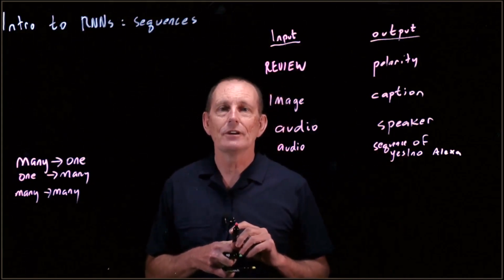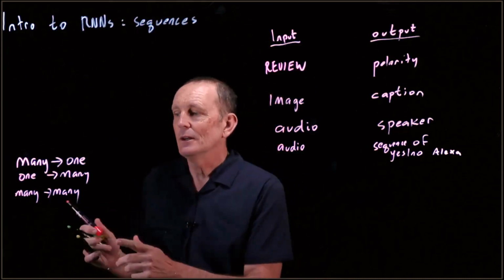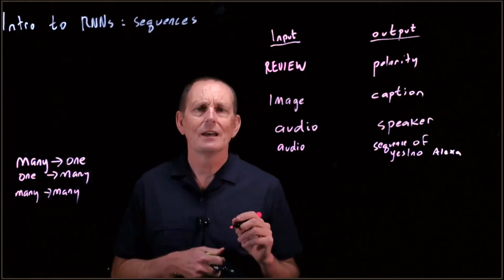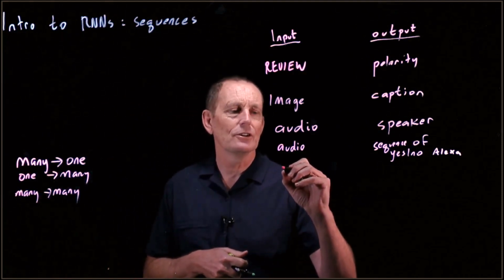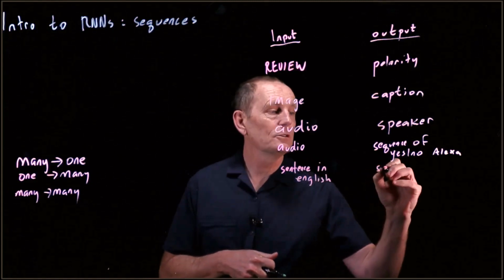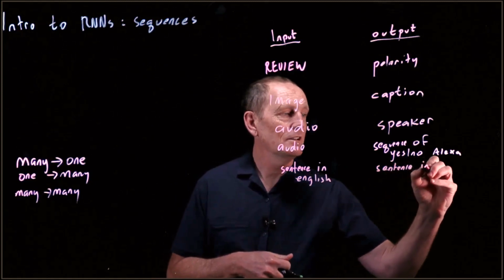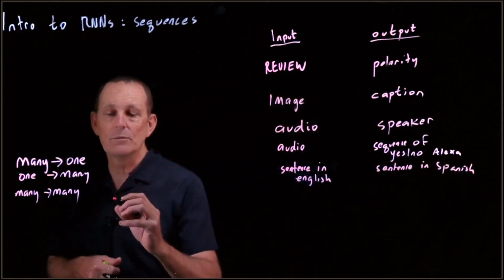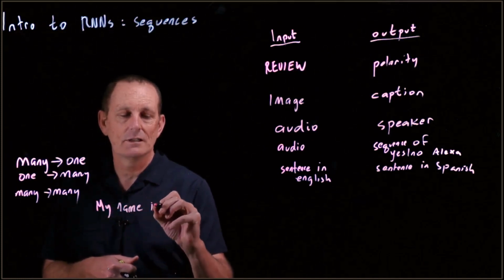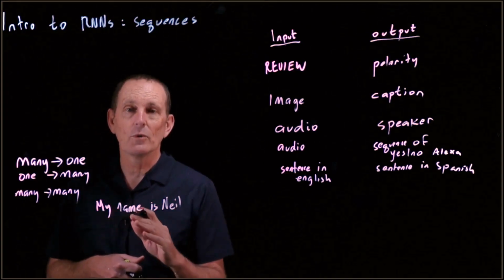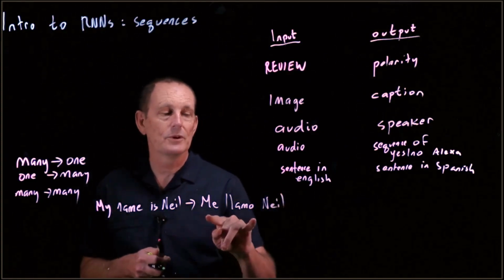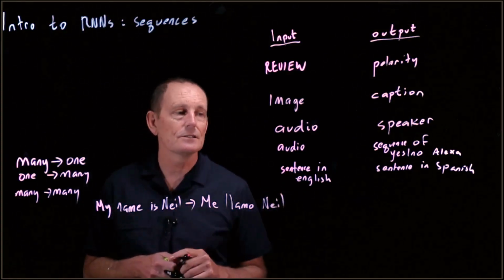We can also have sequences, many to many, where the input size and the output size are separate. And a good example of this would be language translation. So we have a sentence in English going to a sentence in, let's say, Spanish. Right, so here the input might be, my name is Neil. So 4 words, and the output, me llamo. So the output is not necessarily these 4 words. In this case, it's 3 words.